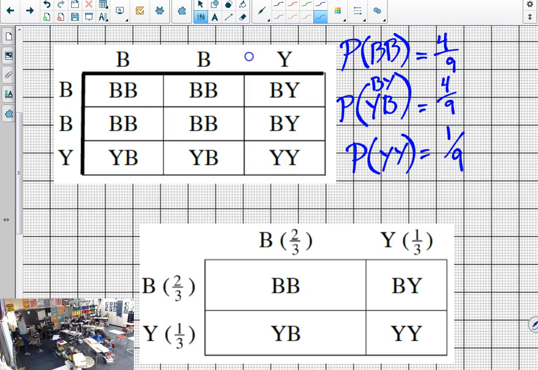So let's say you were designing a game for Phoenix Fair, and you want to decide on what event the person playing the game wins, and you have to give them a prize or pay them money. What event do you think you would make for the person to win? Yellow, yellow, right? Because it's the hardest to happen. I don't want to pay people out.